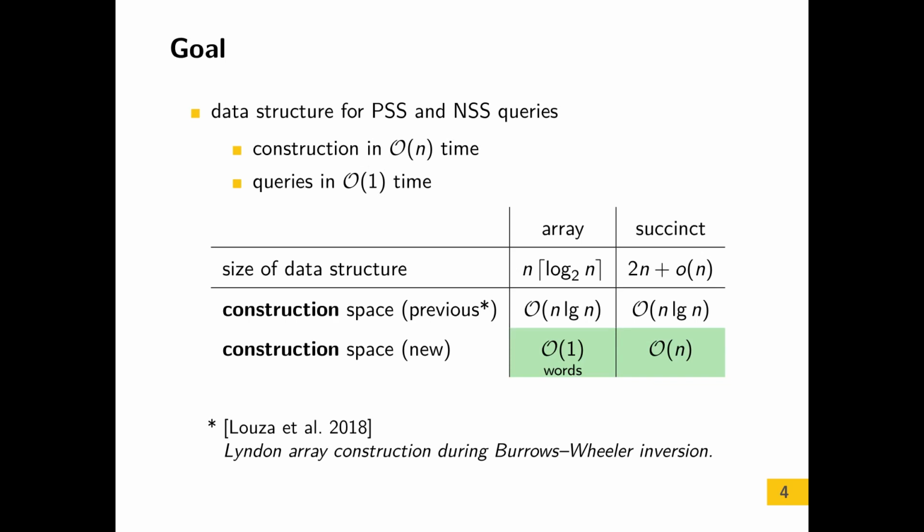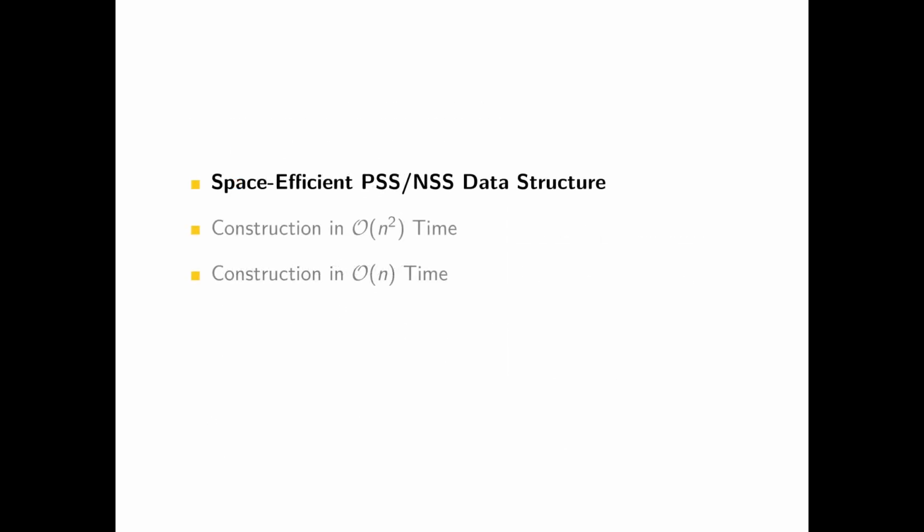In this video, I will only talk about our construction algorithm for the succinct data structure. Our algorithm for the naive array representation is a simple modification thereof. The video consists of three parts. First, I will explain the succinct data structure. Then, I will show a simplified version of our construction algorithm that runs in n² time. In the last part, I will outline a selection of techniques that we use in order to achieve linear time.